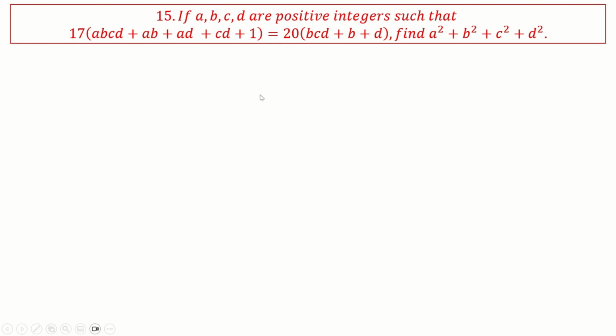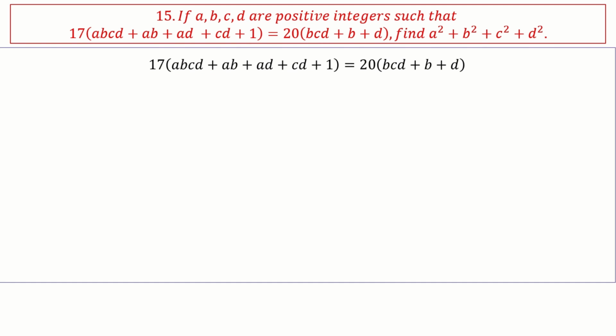If A, B, C, D are positive integers such that 17 times (ABCD plus AB plus AD plus CD plus 1) equals 20 times (BCD plus B plus D), find A square plus B square plus C square plus D square. A similar problem came in paper 1, but this is a little bit extended. You have to do a little more writing, and solve more cases in this one.